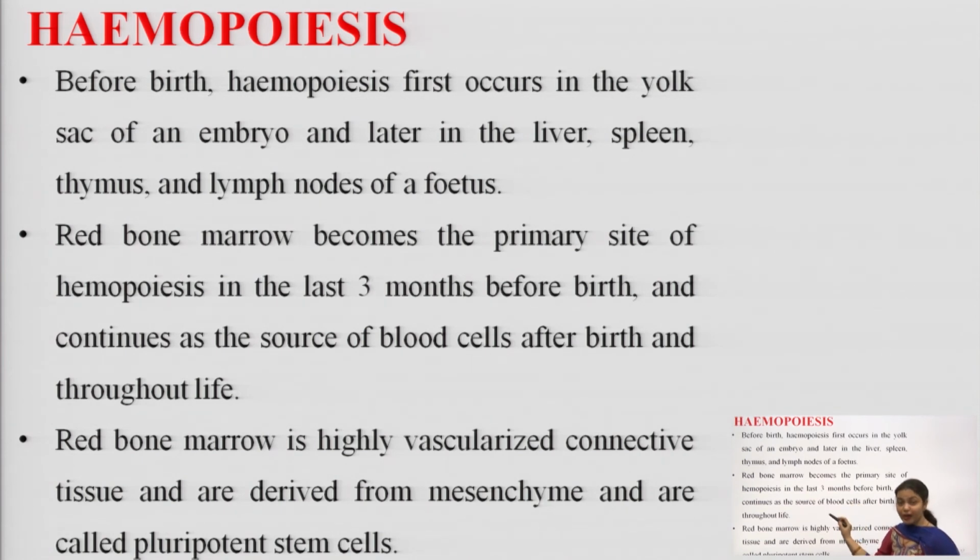In infants, the red bone marrow is very active. It can produce a lot of red blood cells. But after some time, as the individual ages, the red bone marrow is replaced by the yellow bone marrow. But if there is severe bleeding or some chronic disease, the yellow bone marrow is replaced again by the red bone marrow and repopulates your pluripotent stem cells. Red bone marrow is highly vascularized connective tissue derived from the mesenchyme, and its cells are called the pluripotent stem cells.